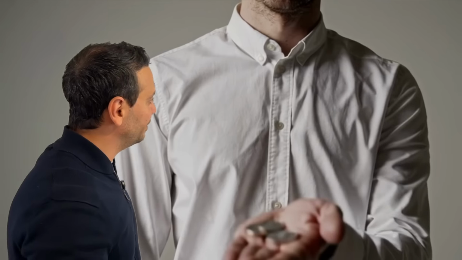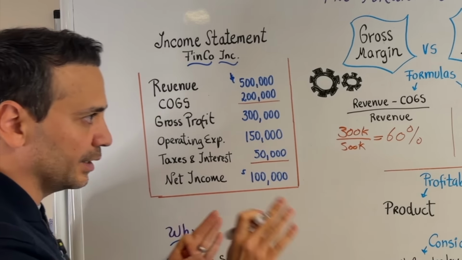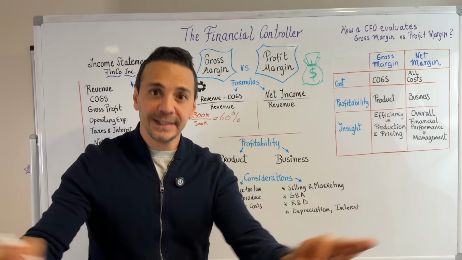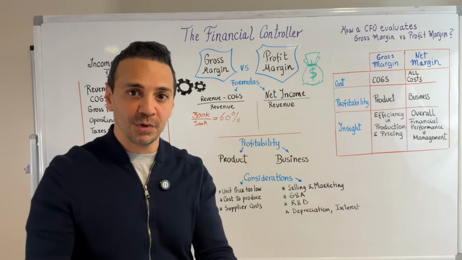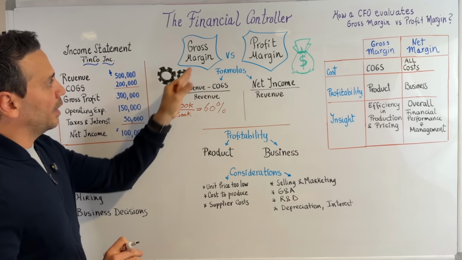That says that for every dollar that we sell in product, we make 60 cents in gross profit before we spend on other things like operating expenses, taxes, and interest, right? This is just the 60% that we make right out of the gate after we sell our product, just subtracting our COGS, okay? So that is for gross margin.